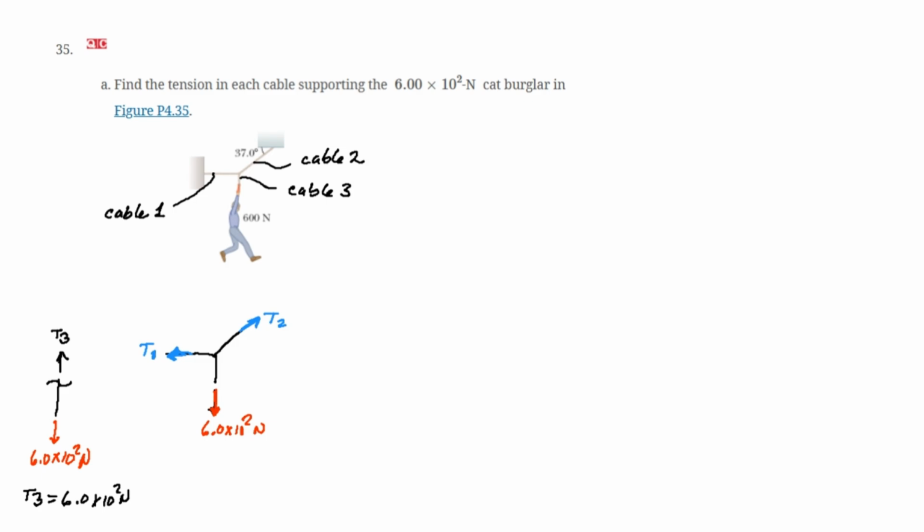So now we're going to find tension 1, the tension in cable 1, and the tension in cable number 2. So we know that this angle over here is 37 degrees. Okay. So when I sum the forces in Y, I say that the sum of the forces in Y is equal to mass times acceleration in Y, but this acceleration in Y is 0, so the sum of the forces in Y is equal to 0.